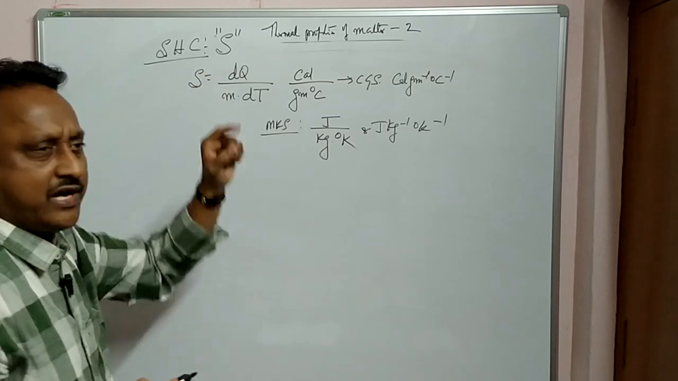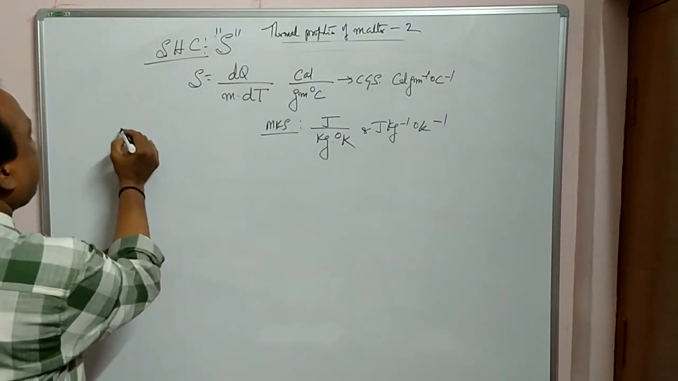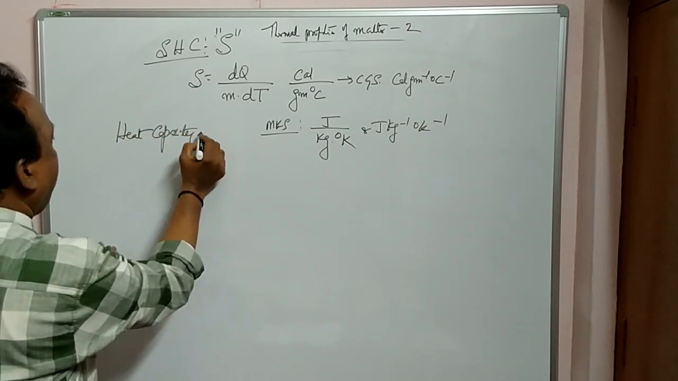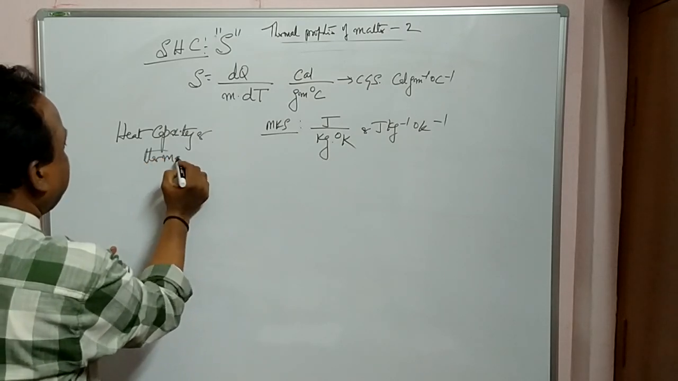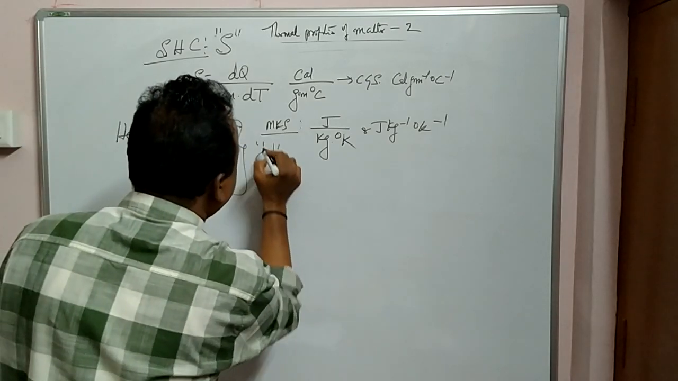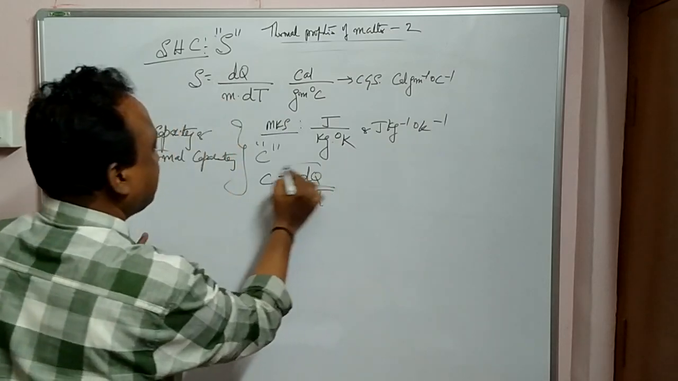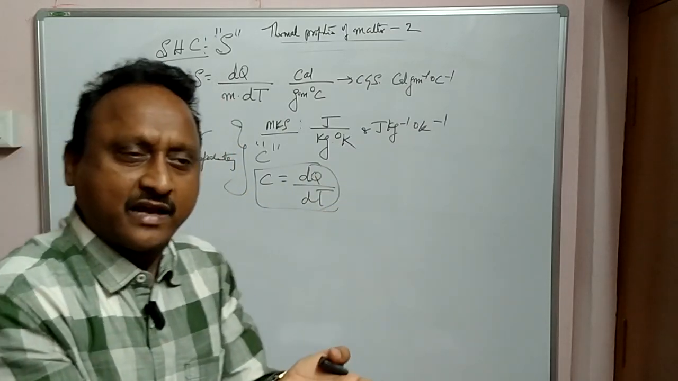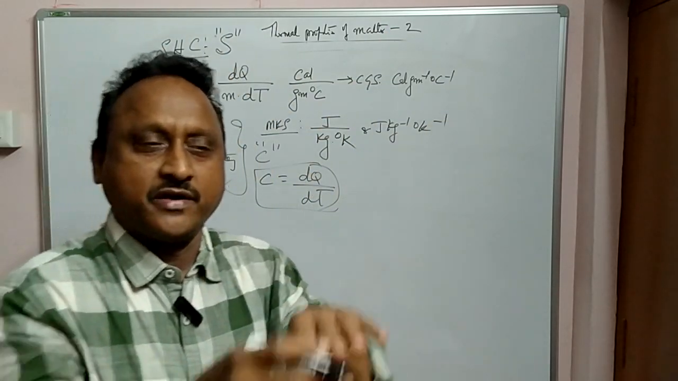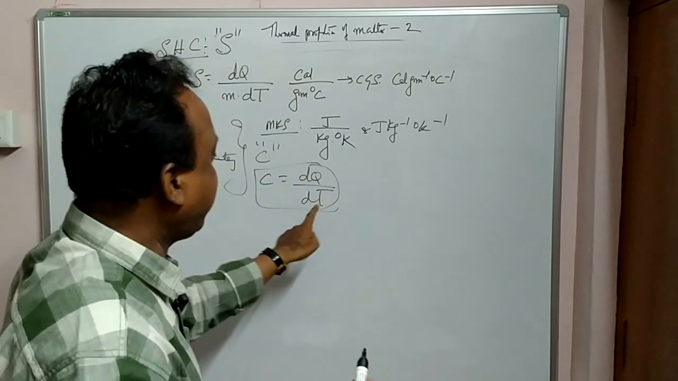It is the quantity of heat required to raise unit mass of substance by 1 degree centigrade. Next one, heat capacity or thermal capacity. This one I will indicate by C. So what is C here? C is equal to dQ by dt. That means the quantity of heat required by the entire system, the entire body, to raise it by 1 degree centigrade.